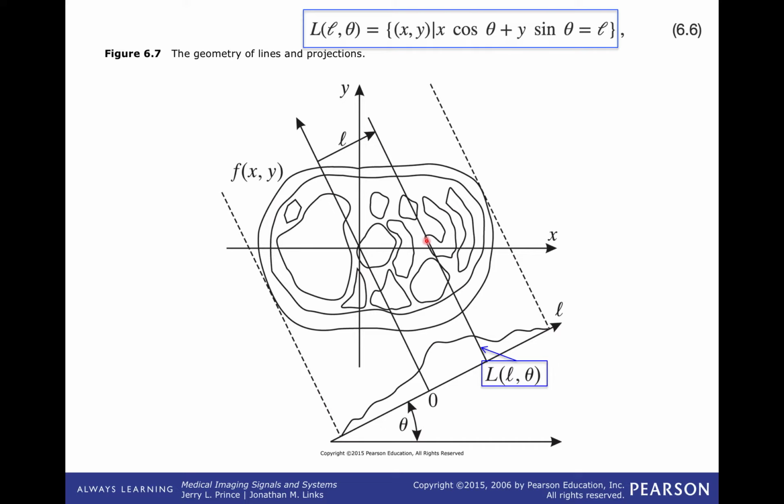But that's how we're going to parameterize these lines, because that's how our detectors are laid out. Now, those of you who are thinking ahead or astute are saying, well, wait a minute, that only lays out parallel lines, and you showed us that we no longer have parallel lines. We have this fan beam thing, right? So we'll get to that.